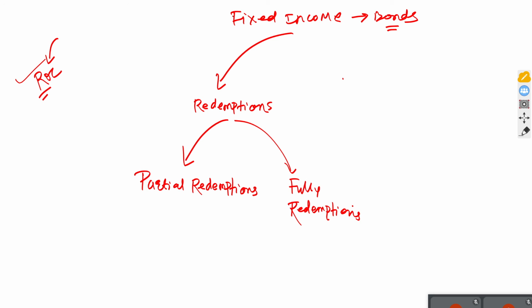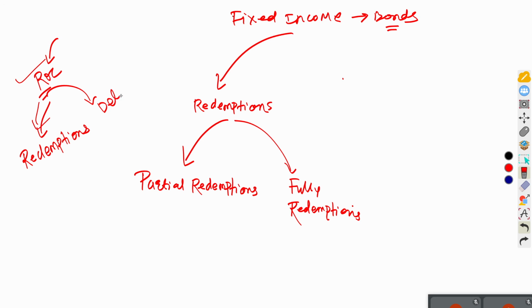But while returning capital, sometimes you would see limitations in terms of processing corporate actions. Then you might see events like redemptions, delisting, then withdrawal. The same events you would see here as well: redemptions, partial redemptions, fully redemptions, call redemptions.